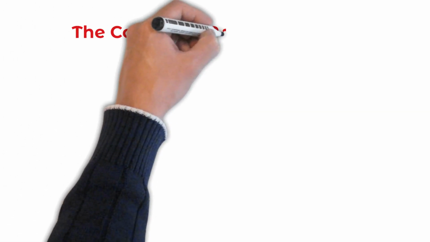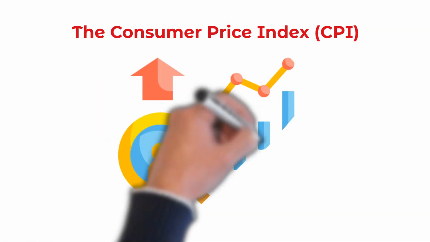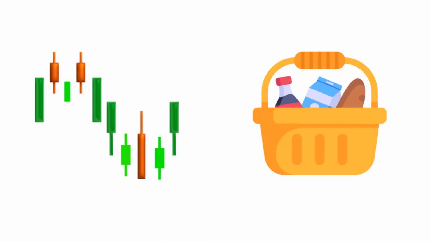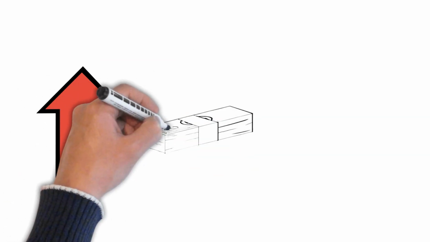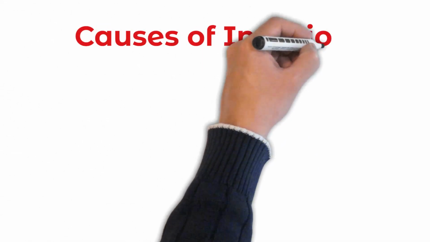The Consumer Price Index, CPI. A key element in tracking inflation is the Consumer Price Index, or CPI. This index measures the change in prices of a basket of goods and services representative of average consumer spending. As the CPI increases, it means you need more money to buy the same amount of goods and services you used to buy.